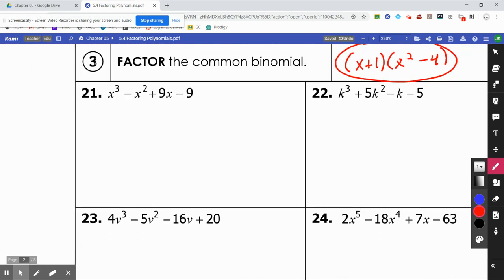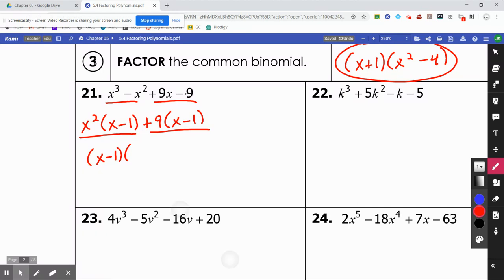So let's try a few more. 4 terms, factor by grouping. We're going to factor an x squared out of the first group. You're left with an x minus 1. We're going to factor a 9 out of the second group, and you're left with x minus 1. Since both groups are left with an x minus 1 in parentheses, we now factor it out, and you're left with an x squared in the first group and a +9 in the second group. That will not factor again, so you're finished.